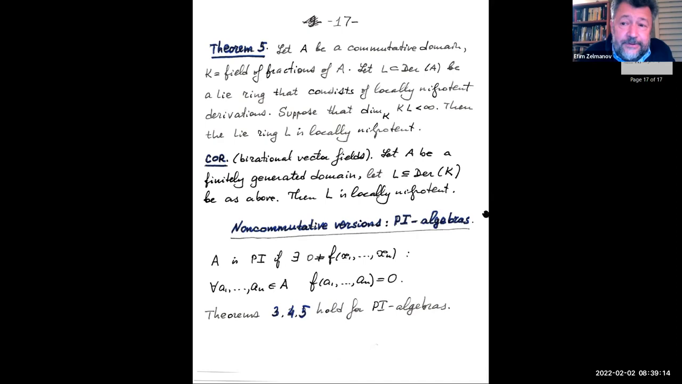Now, we could consider non-commutative versions of the above theorems. One way to extend the results on polynomials to the non-commutative context is to move to PI algebras. I already talked a lot about it. And yes, theorems 3, 4, and 5 all hold for PI algebras. I did not mention them separately, just the same theorems. But instead of commutative algebras, we consider PI algebras, with the same ideas of the proofs.